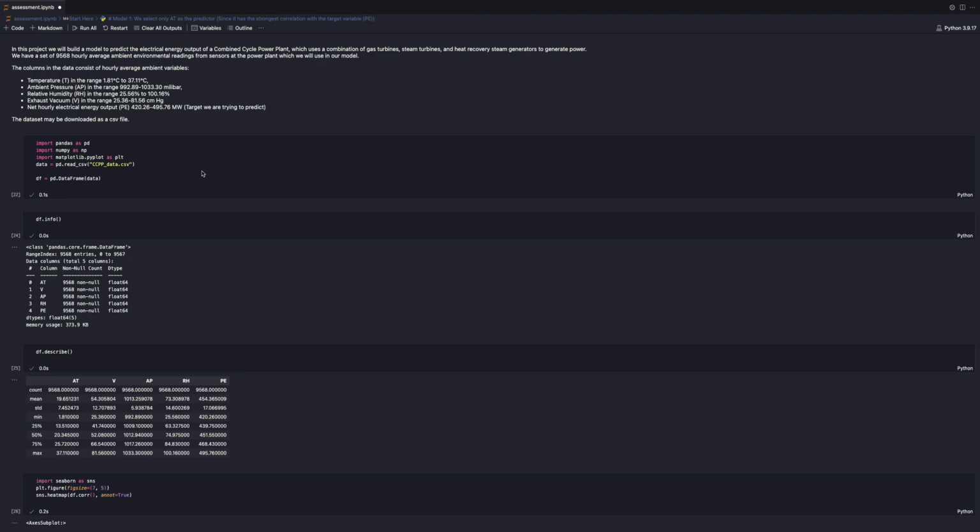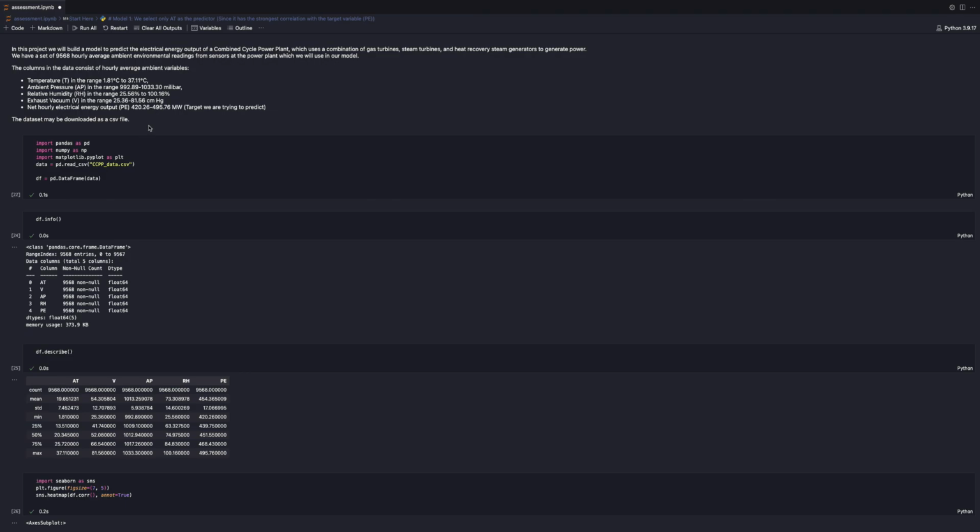Now, we have 9,568 recordings of hourly average ambient environmental readings from all the sensors at the power plant, which we'll use in our models. Some of these metrics are temperatures, ambient pressures, relative humidity, exhaust vacuum, and the net hourly electrical energy output, or PE, which is the target value that we are trying to predict.